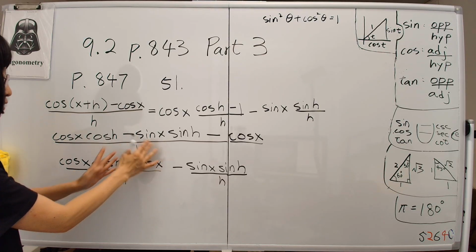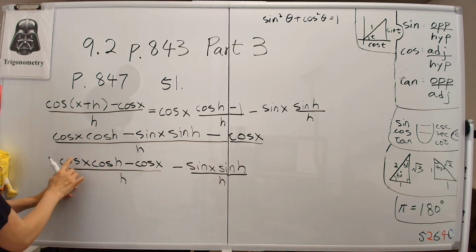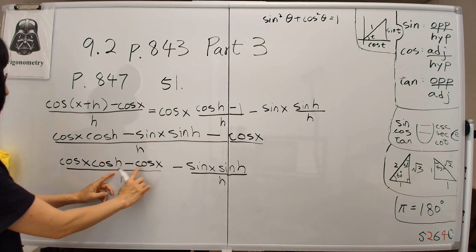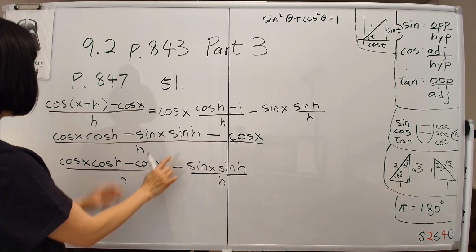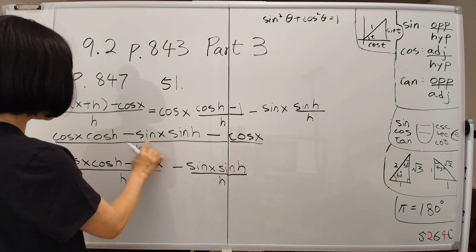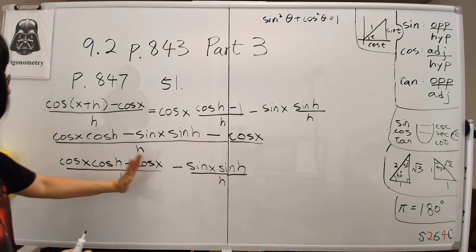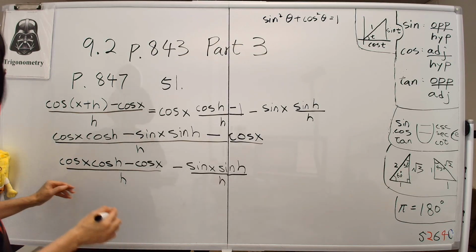I also broke down the fraction into two pieces. So cosine x got moved over here. So now we have the cosine x cosine h right here, and then minus the cosine x is up here, and then what's left is the minus sine x sine h, and it's divided by its own fraction over there. So I broke the fraction into two fractions. And that is looking pretty good, okay?